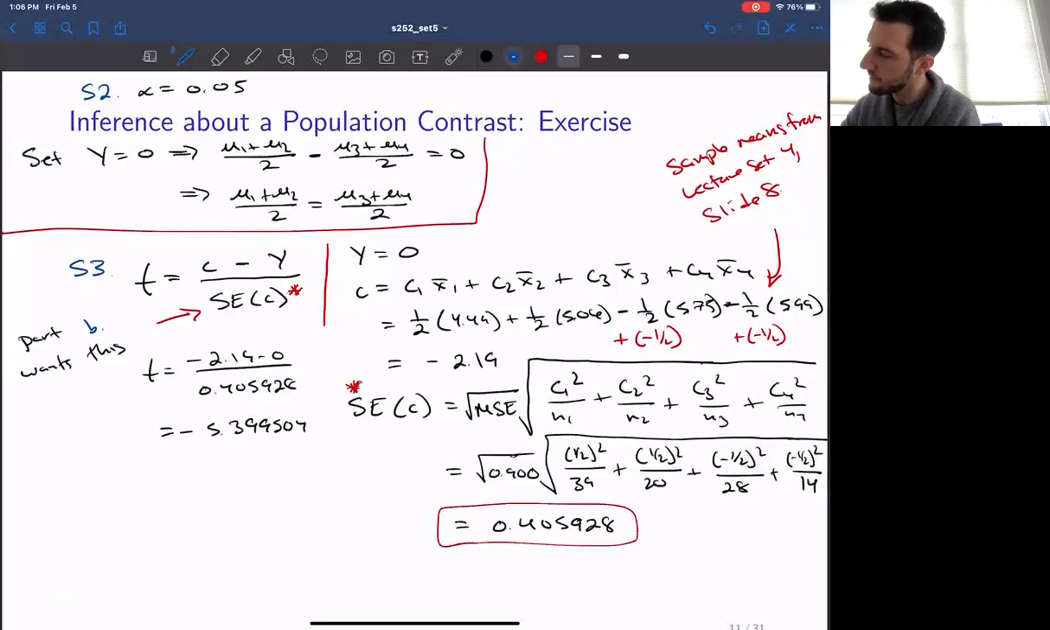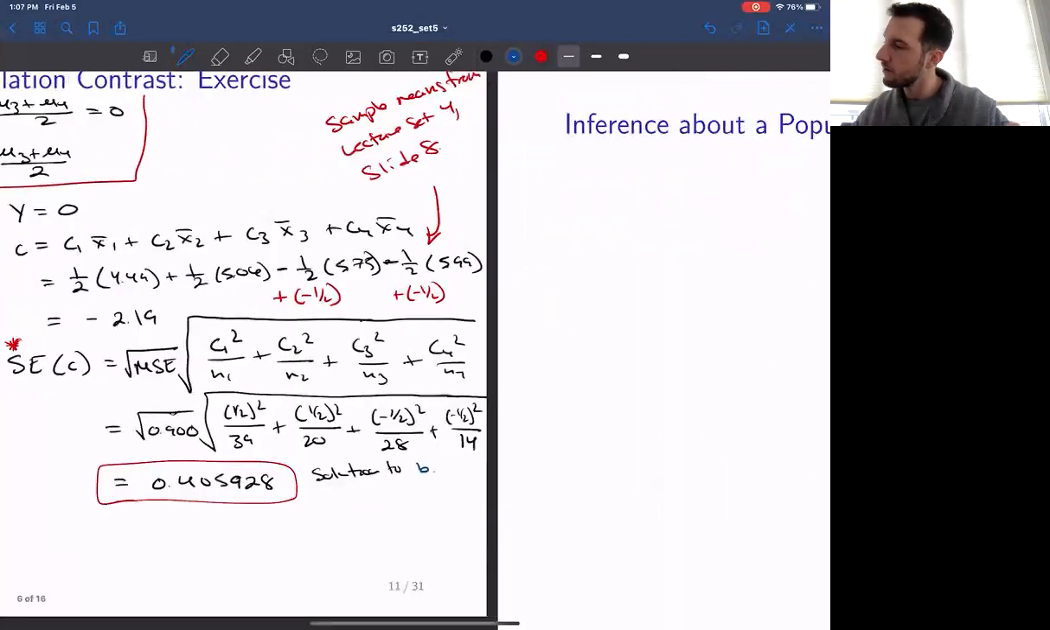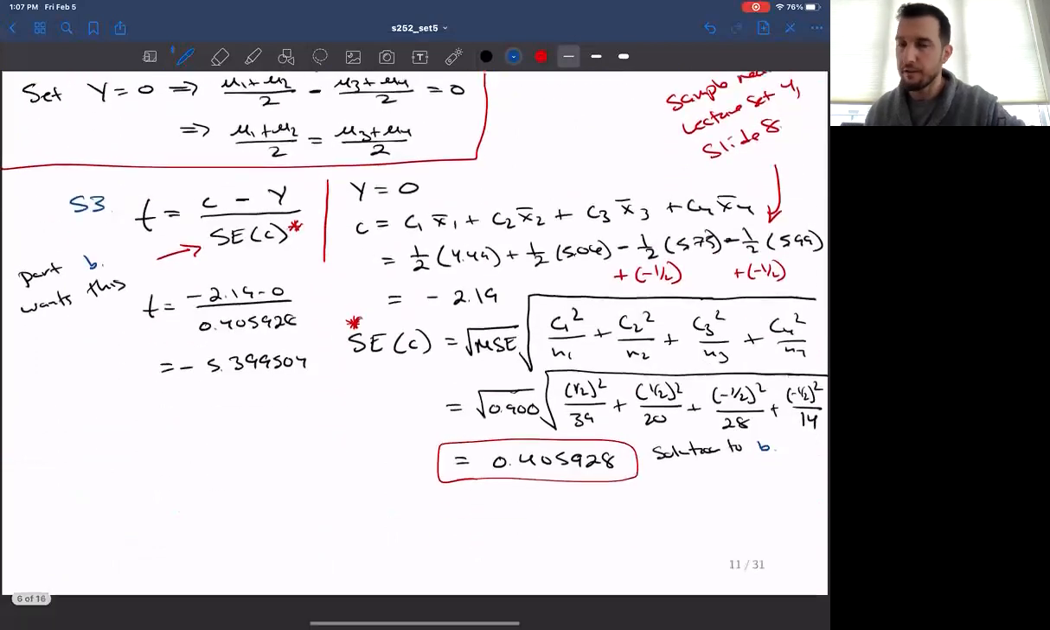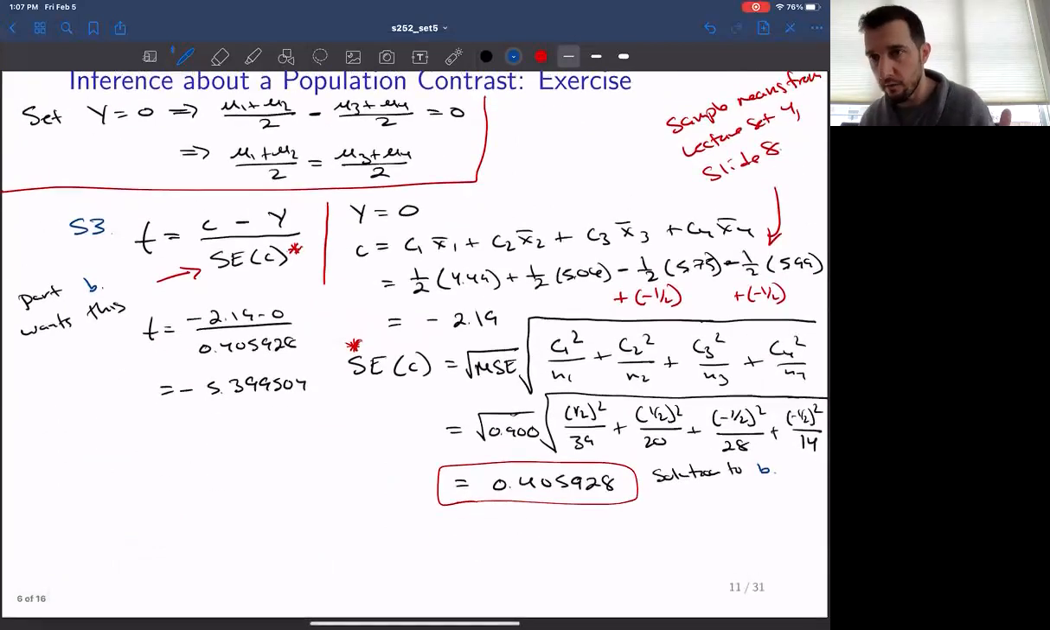So this is the solution to B. All right, now at this point, we have to just finish off the test, right? Okay, so to finish off the test, we just do exactly what we always do.